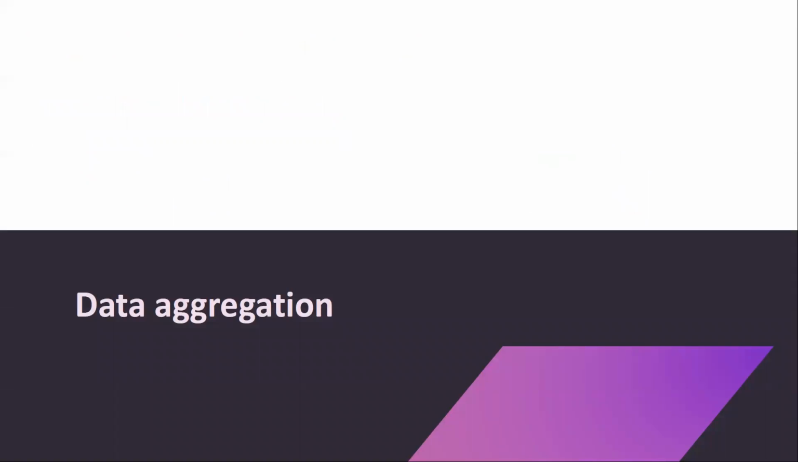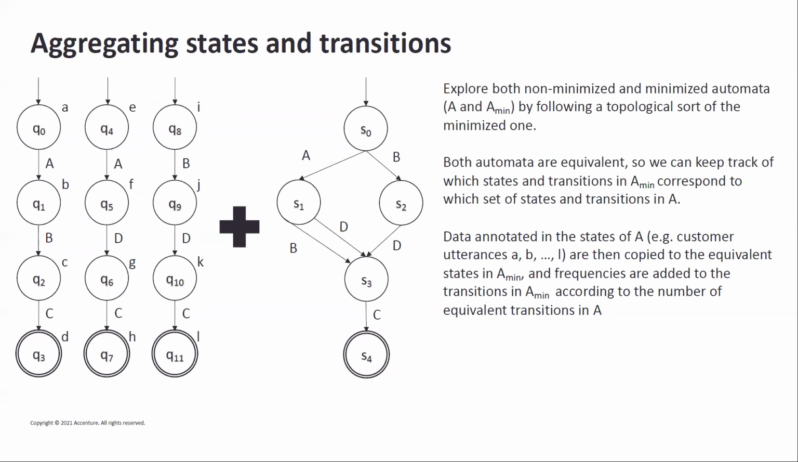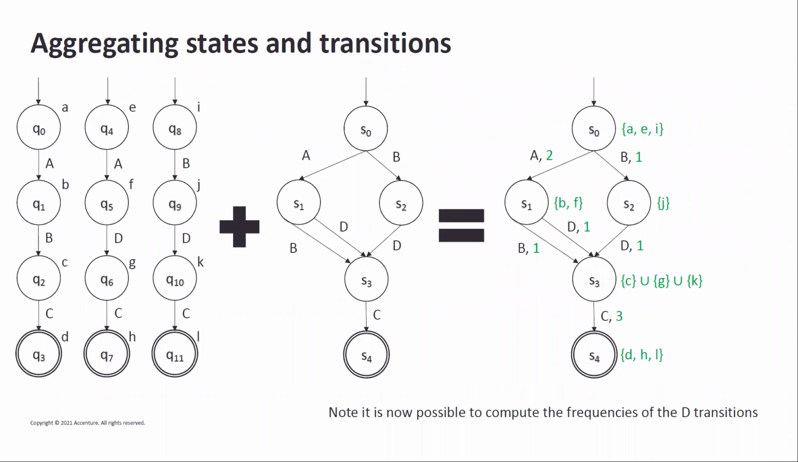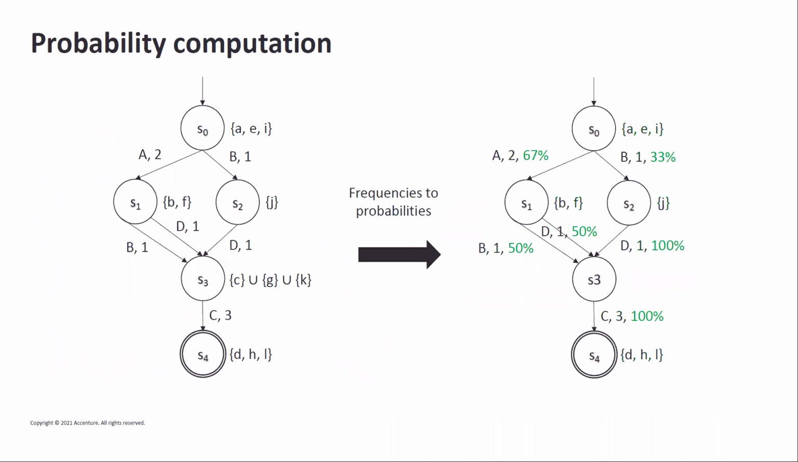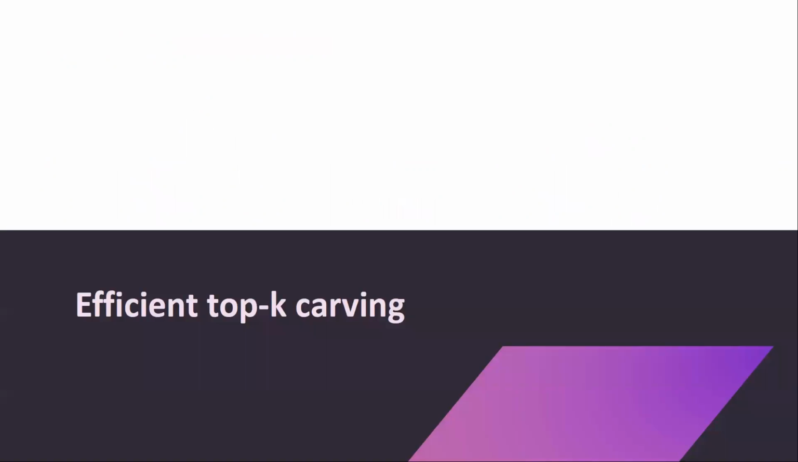So what this topological sort allows us to do is to traverse the minimized automaton in the most efficient way possible, while in parallel traversing the equivalent states in the original NFSA, and to be able to keep track of both at the same time, to take the transition frequencies and also the customer utterances and overlay the data from the NFSA to the minimized DFSA. So now that we have the frequencies, something we can do now is actually convert these into probabilities, which will help us with the ranking of best paths, which I'll pass back to Javier to start talking about. Thank you.